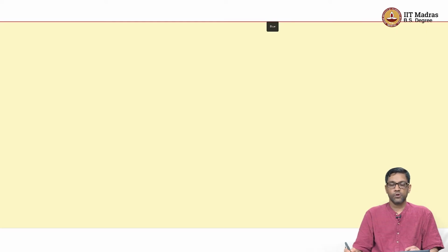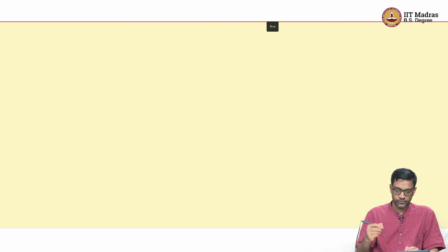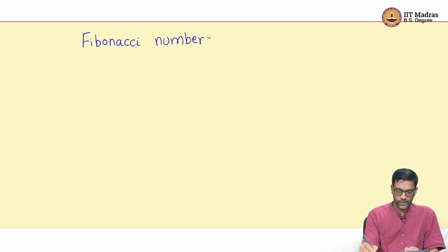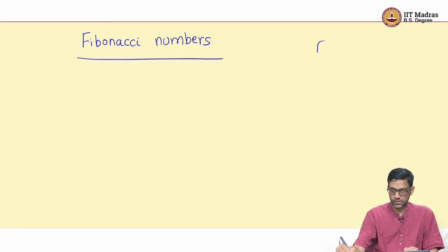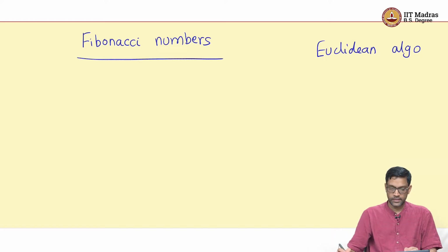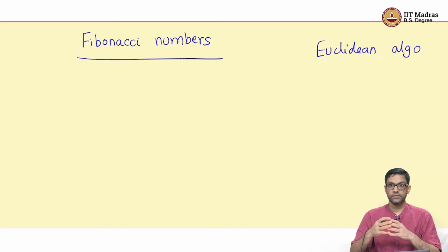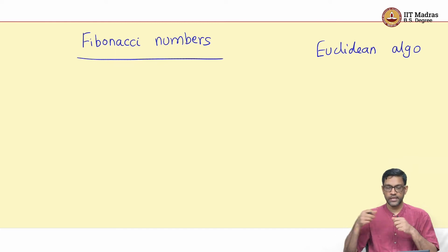So let's talk a little bit more about the Fibonacci numbers again, this time from a slightly different point of view. Recall that we encountered the Fibonacci numbers once earlier when we talked about the Euclidean algorithm. In the context of the Euclidean algorithm for GCD, we asked the following question: how should you choose your two numbers so that the Euclidean algorithm takes exactly n steps to give you the answer?